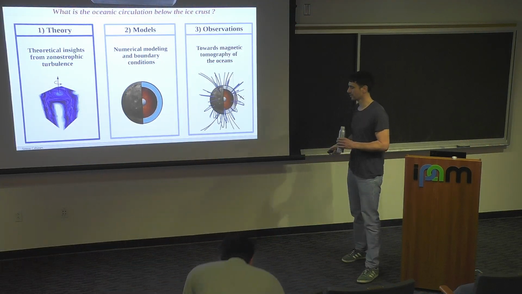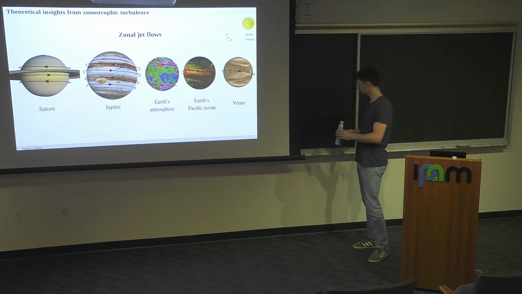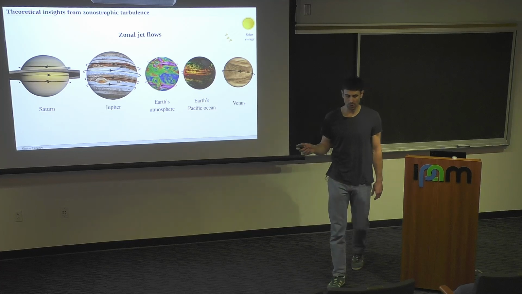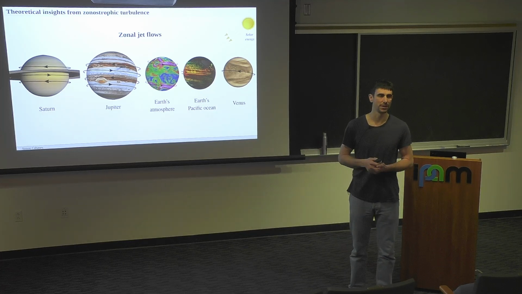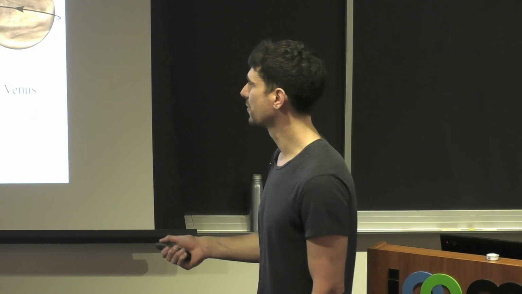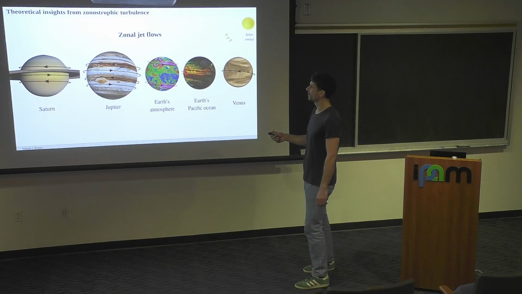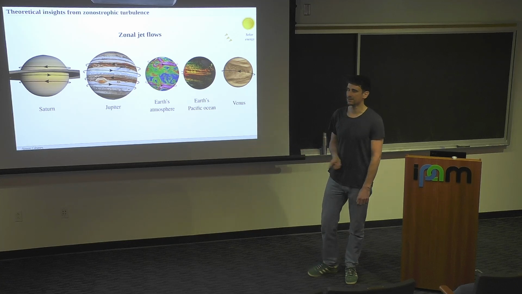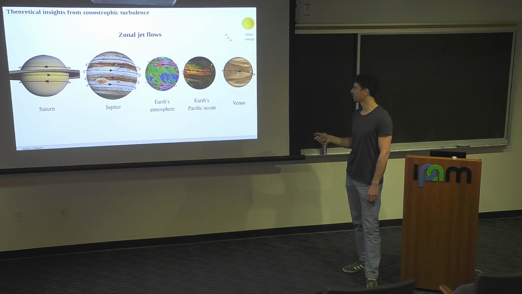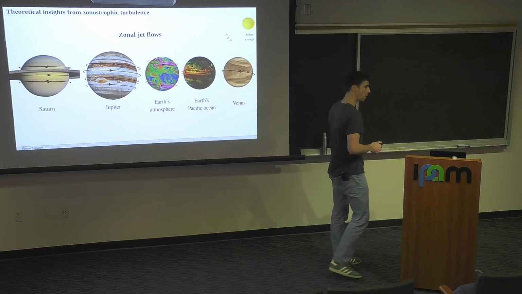So let's start with a little bit of theory. What is interesting with the zonal jets, you all know that they're a ubiquitous feature in nature. You can observe them, of course, we have seen this morning in Saturn and Jupiter. Even if you average in the atmosphere of the Earth, you will find some components which correspond to zonal jets. Even in the Earth's Pacific oceans, in Venus, I mean, the list could be even longer.